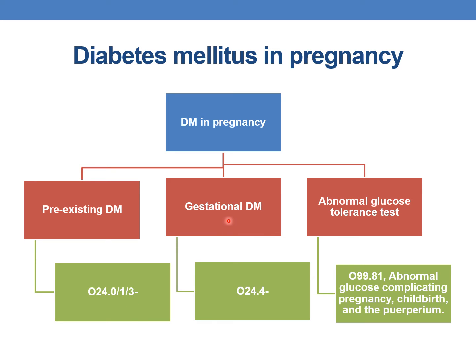And gestational diabetes means the patient was previously not diabetic, but diabetes mellitus develops during the pregnancy; it is called gestational diabetes mellitus. The code range for gestational diabetes mellitus comes from O24.4. This is further expandable. Here the fourth digit 4 indicates gestational diabetes mellitus. And finally, abnormal glucose tolerance test. We know that GTT, which is the glucose tolerance test, is performed during pregnancy over the trimesters a couple of times. Whenever there is an abnormal GTT, there is a specific code to indicate that, that is O99.81, abnormal glucose complicating pregnancy, childbirth, and puerperium. This code should be given for abnormal GTT.